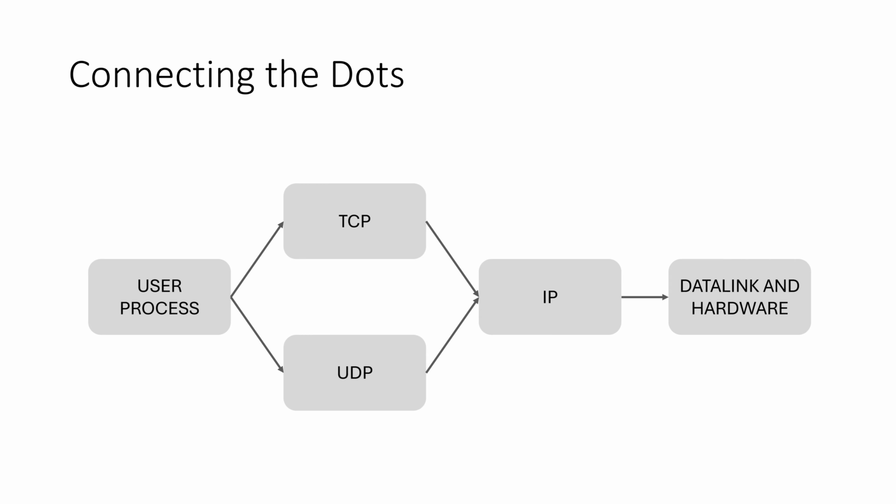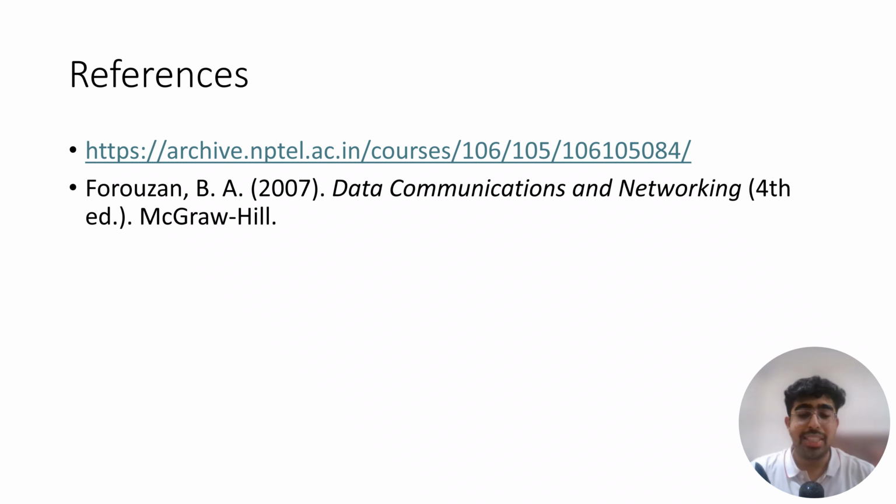This layer then passes the data to the network interface card, which physically transmits it over the cable, Wi-Fi, or any other medium. On the receiving end, this entire process reverses, with each layer stripping its header until the original message reaches the application. And with that, we've come to the end of this lecture.